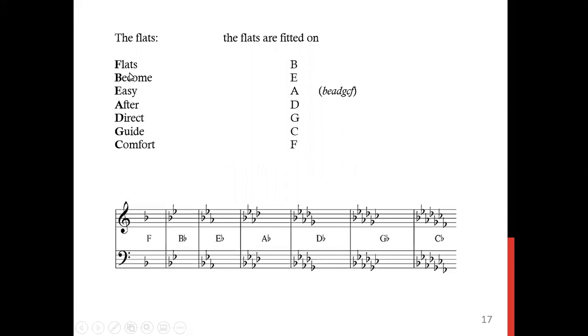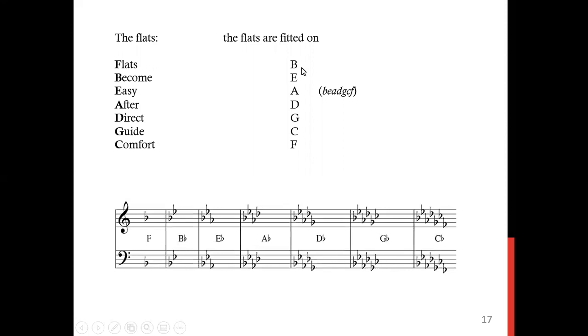This is not a fixed mnemonic. If you like, you can have your own, or maybe you are used to knowing it in a different way. But the most important thing is that if you have one flat, it is F. If you have two flats, it is B. The key becomes B flat. If you have three flats, the key becomes what? E flat. If you have four flats at the beginning of the song, the key becomes what? A flat. A flat major. Okay. So that's the way to look at it.